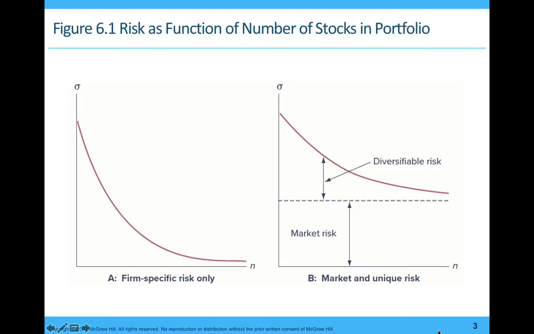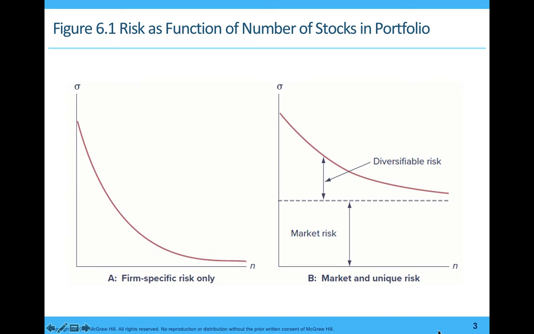Now, if you see this figure, the right side figure shows the market risk, which remains the same. Out of the total risk, a portion is known as market risk, which will remain the same irrespective of diversification. Whether you do full diversification or no diversification, your market risk is the same.